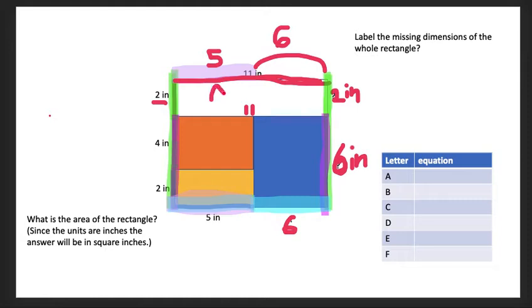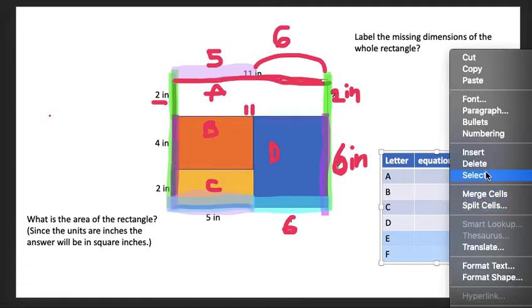Let's say this is A. Let's say this is B. Let's say this is C. And let's say this is D. That's all we have. There's no E and F. So I'll delete those two rows so you don't get a little bit confused.